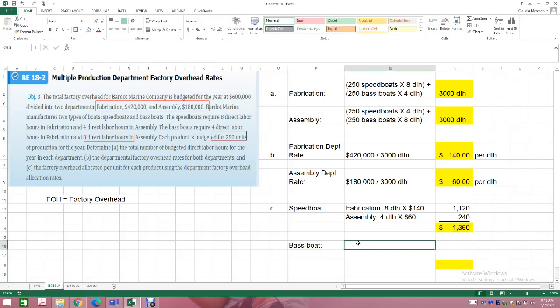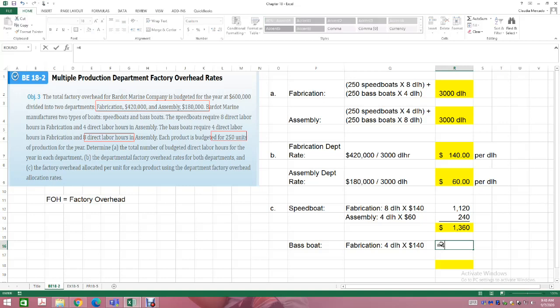Okay, we're going to do the same thing for the bass boat. We're going to do the fabrication, and for the bass boat, it requires 4 hours in fabrication, so 4 direct labor hours times my fabrication rate of $140. Okay, so what do we get? We get 4 hours times 140. That gives me $560. Now we're going to do the assembly.